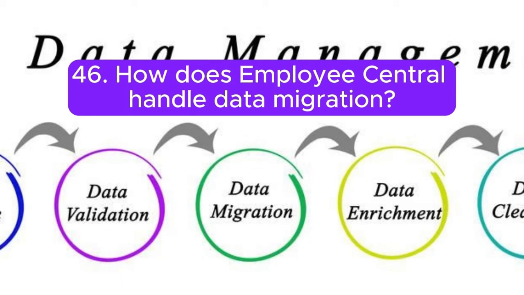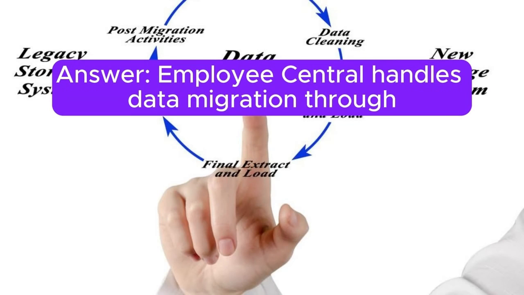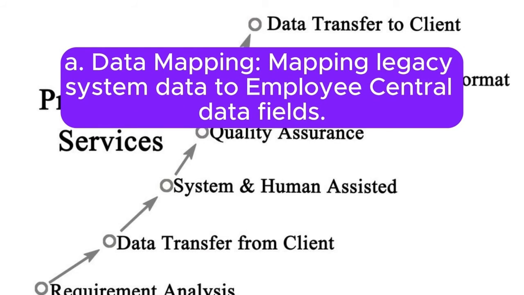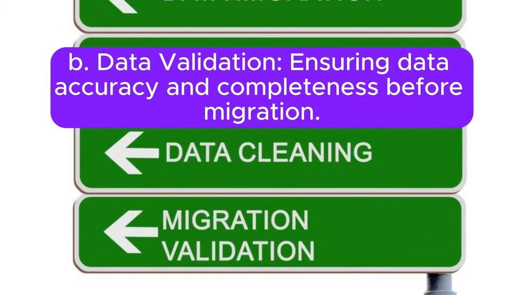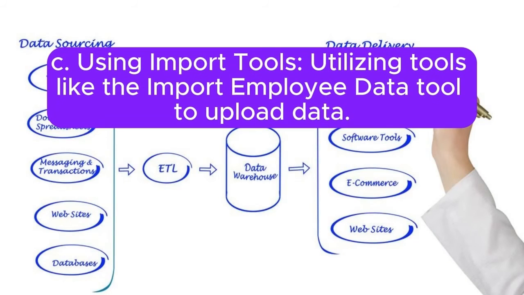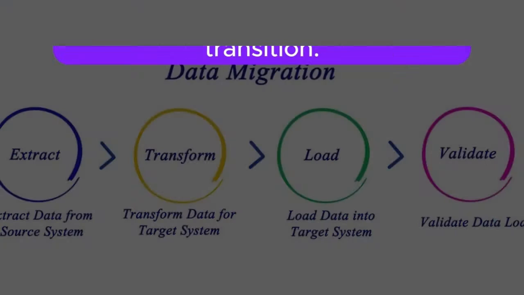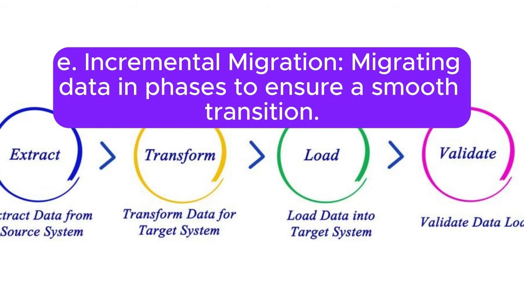46. How does Employee Central handle data migration? Answer. Employee Central handles data migration through A. Data mapping, mapping legacy system data to Employee Central data fields. B. Data validation, ensuring data accuracy and completeness before migration. C. Using import tools, utilizing tools like the Import Employee Data tool to upload data. D. Testing, conducting thorough testing in a staging environment to identify and resolve issues. E. Incremental migration, migrating data in phases to ensure a smooth transition.